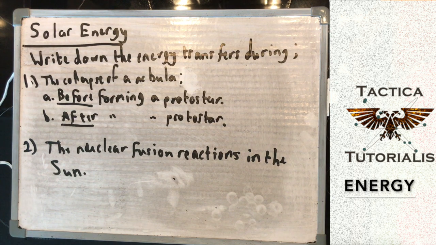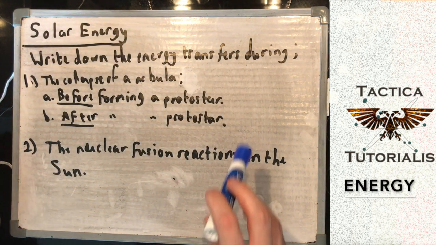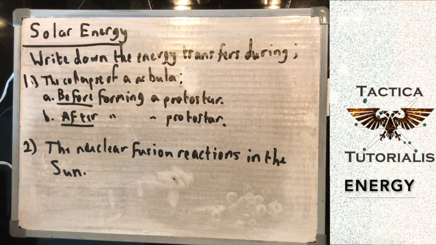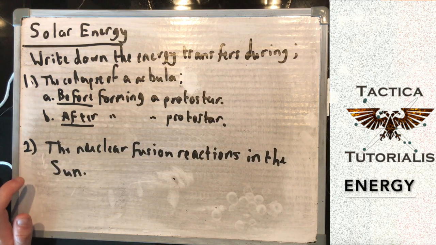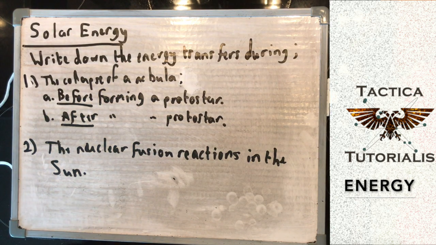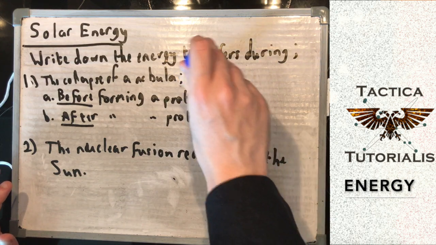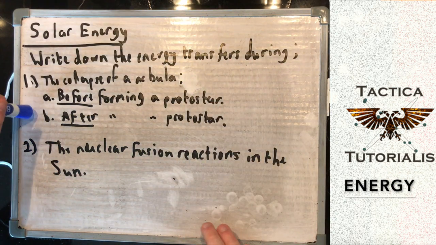So what I'd like you to do is consider the energy transfers that happen in the sun. There's a lot of them, and there's been lots of them throughout its life so far. But can you identify those energy transfers? So write down the energy transfers that take place during the collapse of a nebula, and if you're feeling a bit more confident and you know your nuclear physics, the fusion reactions in the sun. So there are two parts of the nebula, and this is probably the bit that I expect everyone to be able to have a go at.